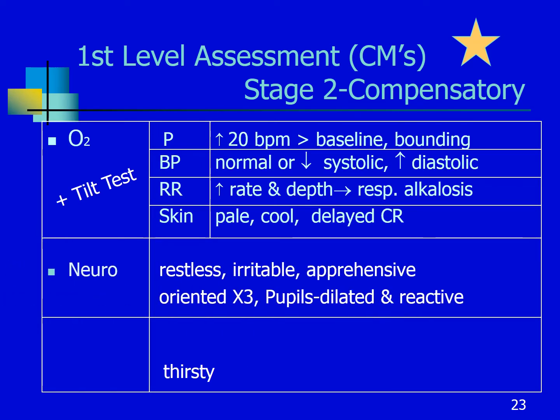Neurologically, you'll see some assessment findings as well. So they're restless, irritable, apprehensive, alert and oriented, pupils are dilated and reactive. With fluid and electrolyte, slightly decreased urine output, and there is also a decrease in thirst. All right. Next slide.